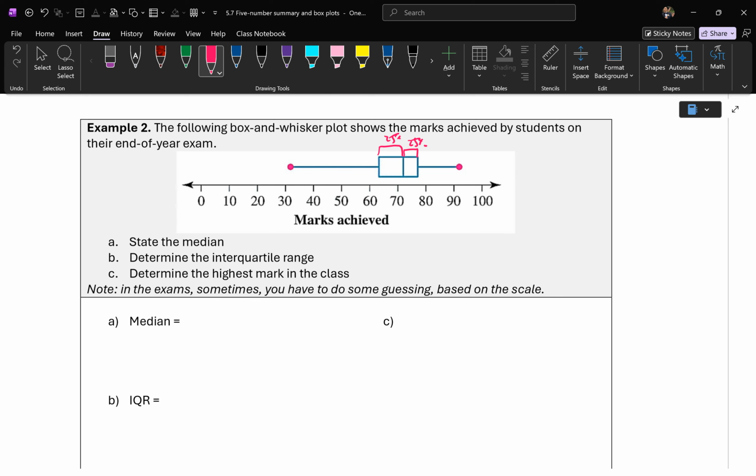Okay, so here we go. State the median. The median's the middle line, so it's about what, 72 roughly. That's about 72, 71. Usually they have to give a clearer mark, but we can do an estimate. It's about 72.